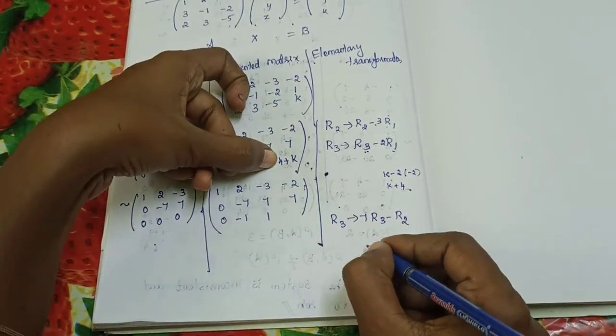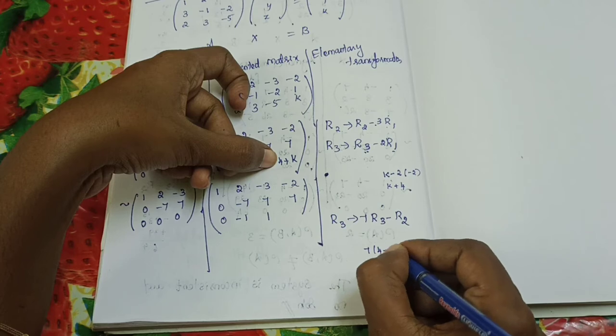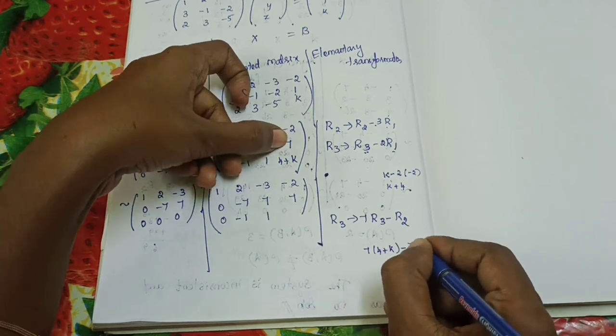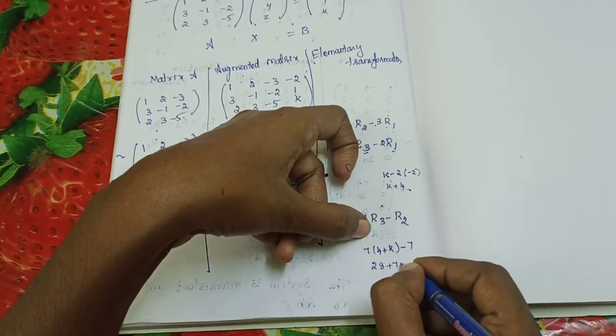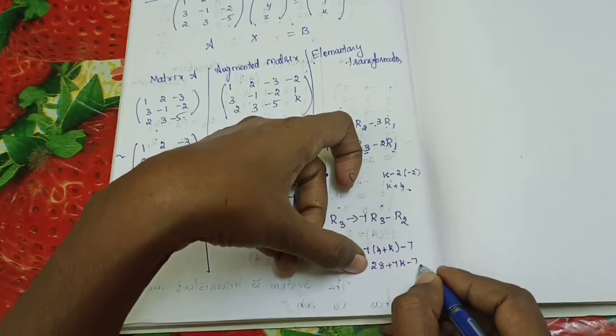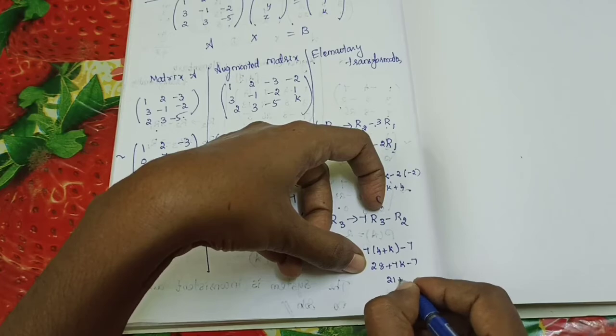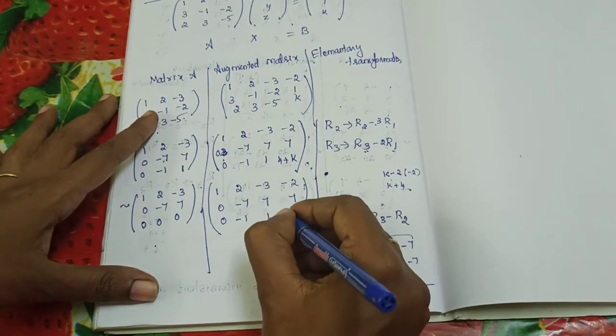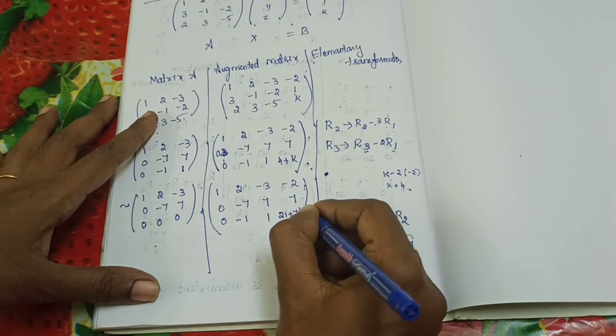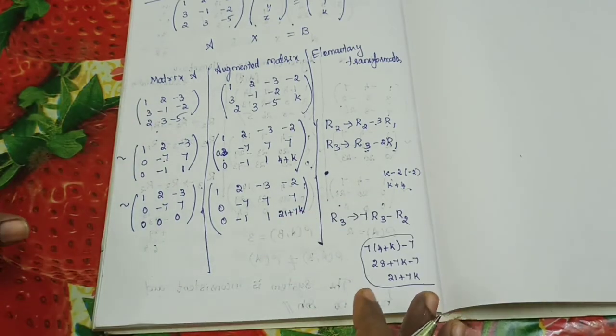Okay. 7 into R3 means 7 into 4 plus K minus R2 7. So 7 into 4 means 28. 28 plus 7K minus 7. So 28 minus 7 means 21 plus 7K. Do it separately and write it, otherwise you will get confused. So 21 plus 7K. Understand? So remaining everything is the same.